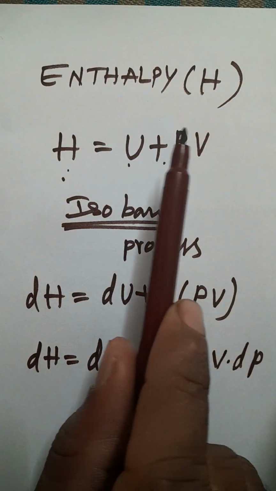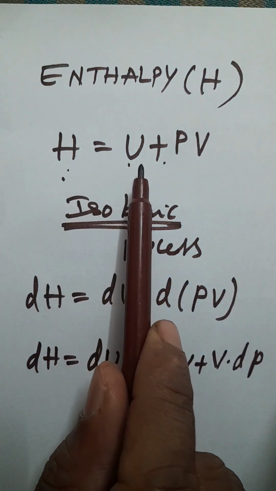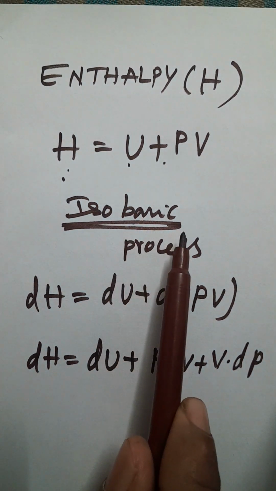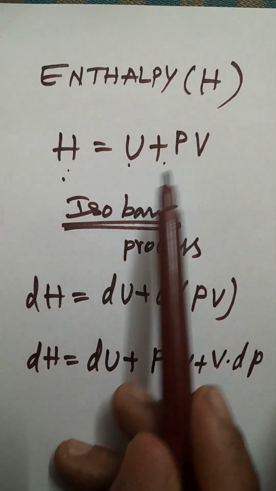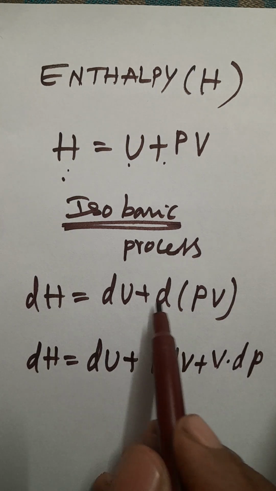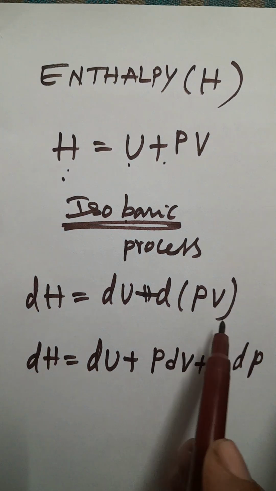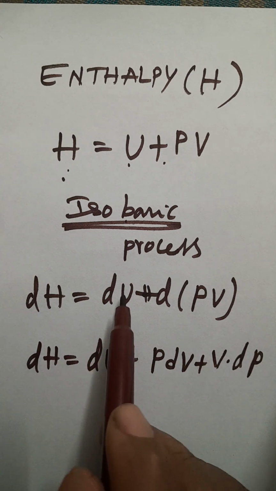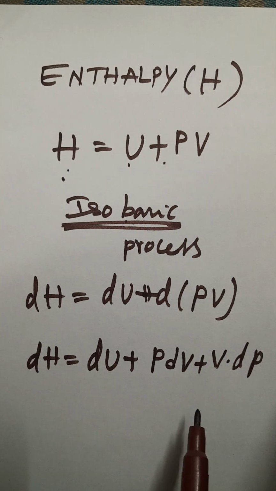Now enthalpy is represented by the letter H. It is a function of internal energy, pressure and volume. Remember, in this enthalpy, this is nothing but an isobaric process, where pressure is constant. Therefore, differentiating on both sides, we write dH equals dU plus P dV, because pressure is constant. And we use the UV method, which gives the derivative of UV: U derivative of V plus V derivative of U.